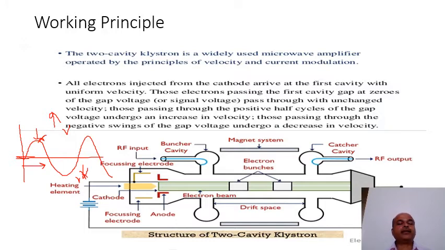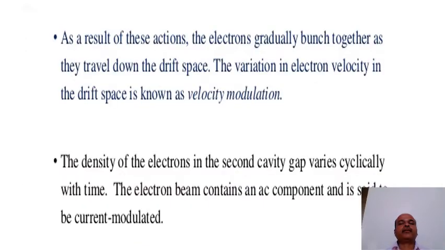Means there is a variation in electron velocity in the drift space, and when there is variation in electron velocity in the drift space, that is called velocity modulation. In an oral exam, if the question is asked, what is velocity modulation, you can explain that as the result of these actions the electrons gradually bunch together as they travel down the drift space. The variation in electron velocity in the drift space is known as velocity modulation.